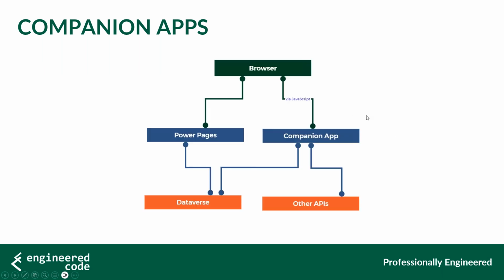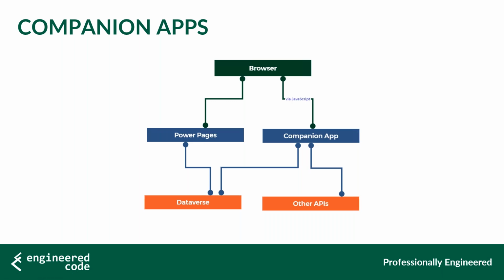So let me show a quick little diagram here. You can see we've got our browser. Our browser is normally talking directly to Power Pages. Power Pages is then talking to Dataverse. And what we can do is insert our companion app beside it, and then from the user's browser, you use JavaScript to talk to the companion app. And then that companion app can talk to whatever it wants.